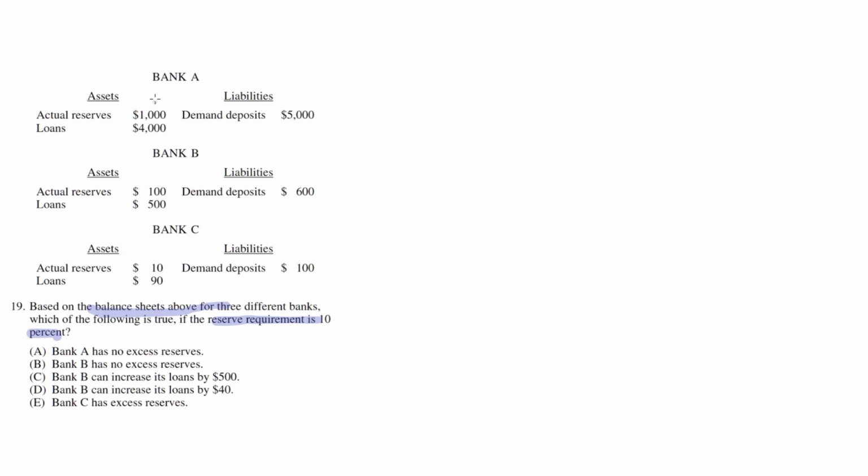So looking at Bank A, we can see that it has demand deposits of 5,000. And if the reserve requirement is 10%, then 10% of 5,000 is 500. So that means their required reserves is 500. So their excess reserves is just 500.